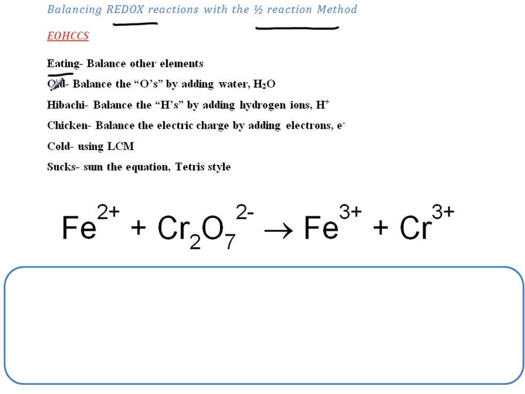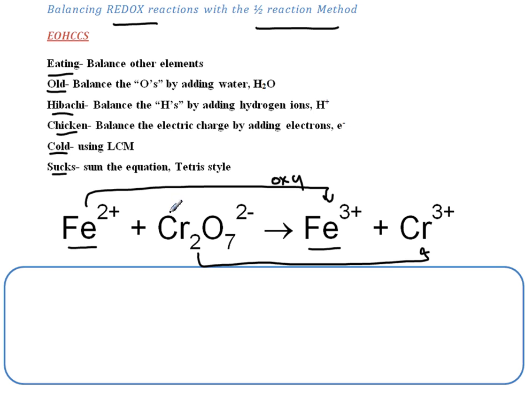That's "Eating Old Hibachi Chicken Cold Sucks." So you start out with the two half reactions. In this case, Fe2+ to Fe3+, that's going to be my oxidation. And then chromium goes from 6 over here to 3 plus over here. Remember, the reason chromium is 6 is that the overall charge on this thing is equal to -2. We know that oxygen's 2 minus, so 2 minus times 7 is -14. The thing that's going to cancel it out is a positive 12 when you add them together, which means 2 chromiums. Each chromium would have an oxidation number of 6.